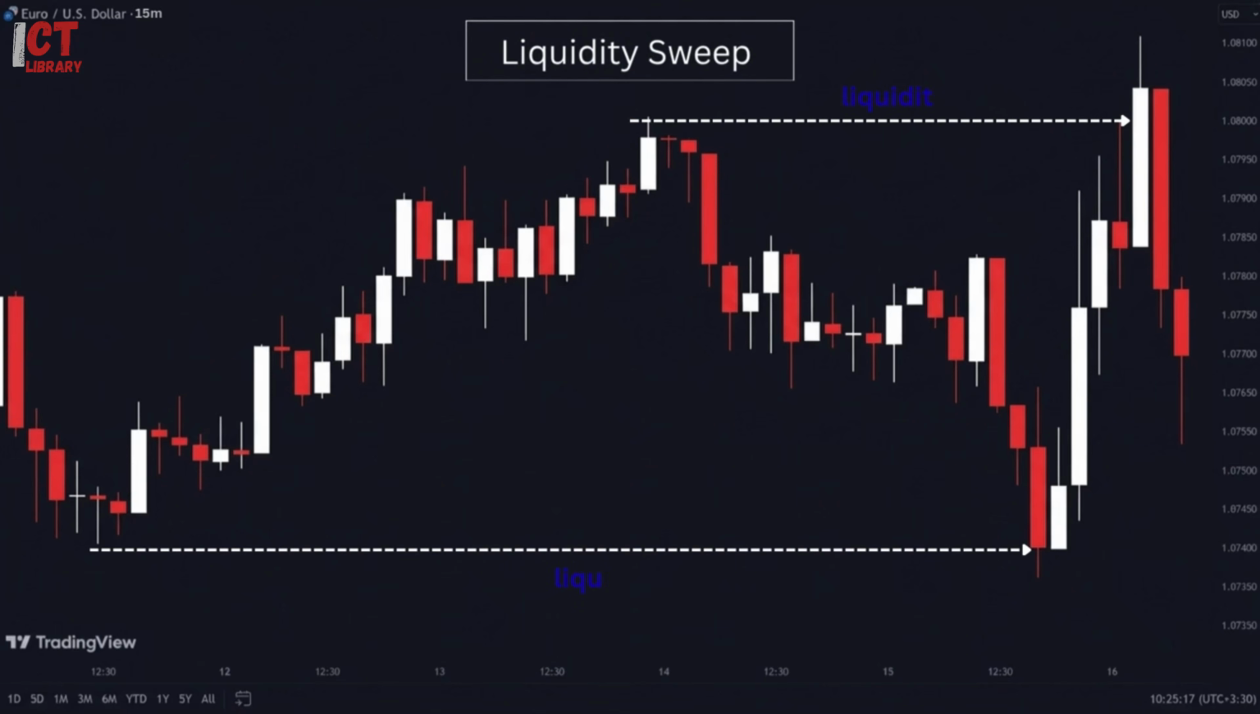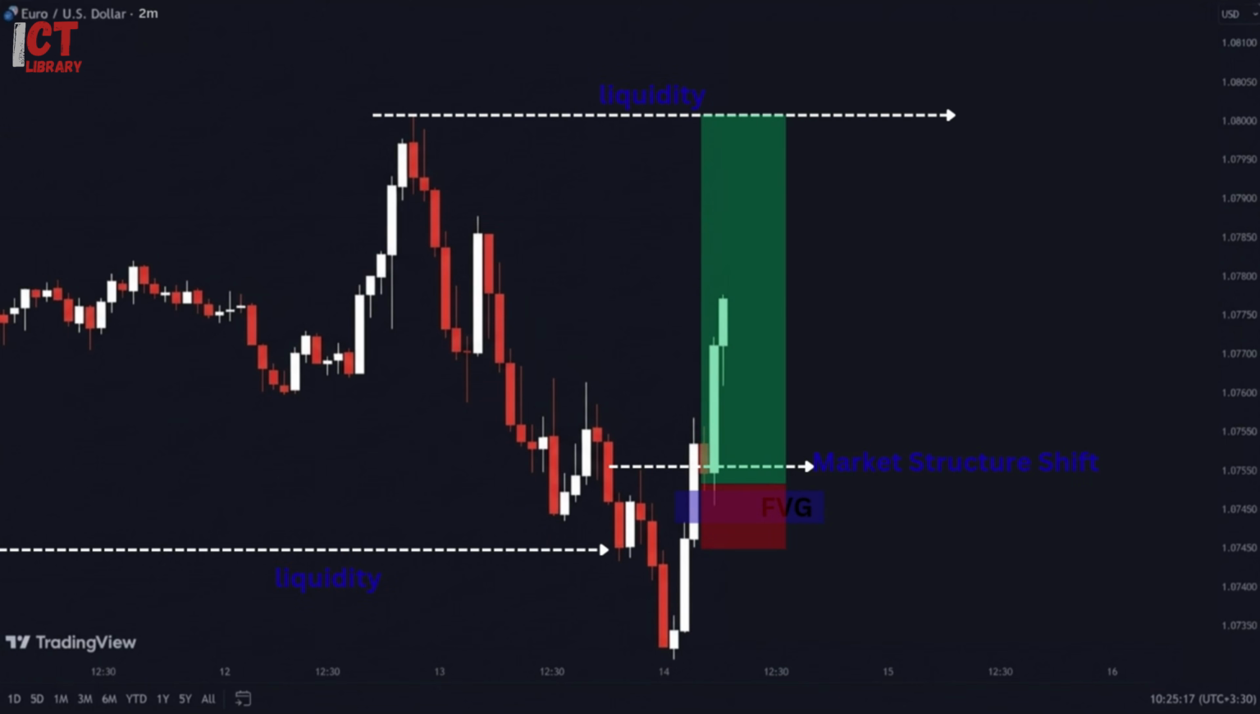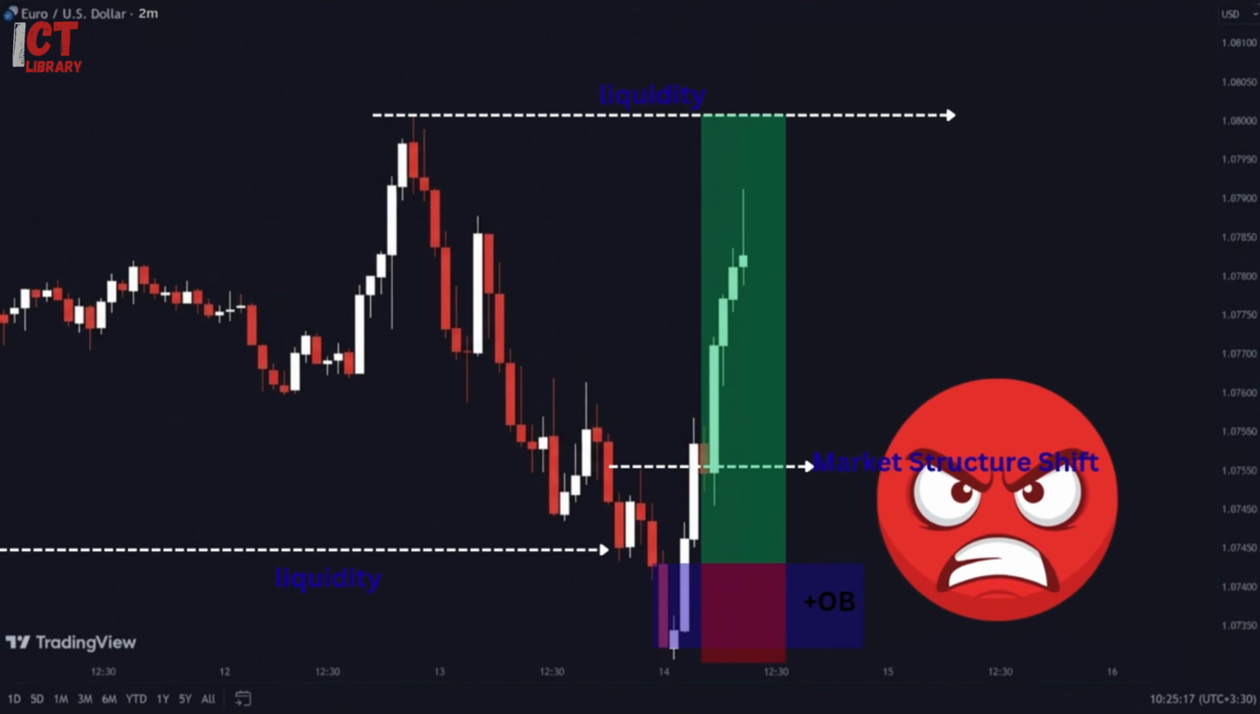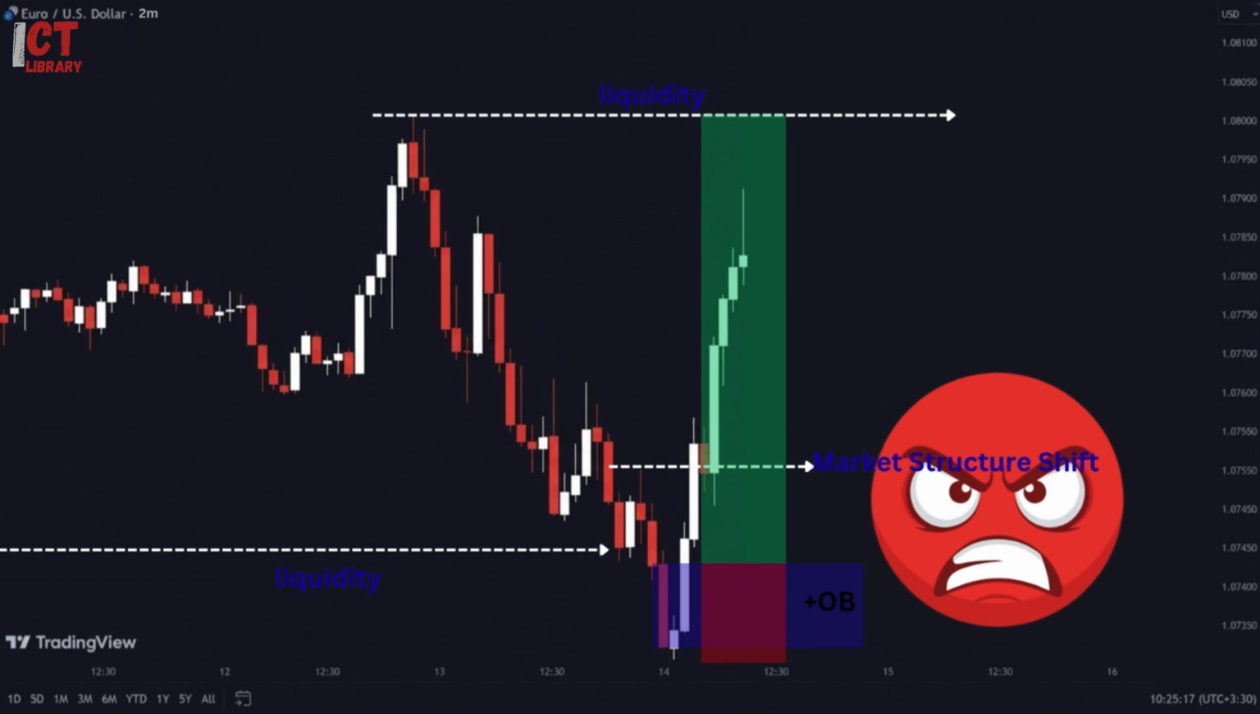Look at this chart for a moment. Price sweeps liquidity, shifts market structure, and then delivers a precise move that repeats every single day. Yet most traders stare at the same chart and see nothing but noise. They mark random candles as order blocks, chase entries, and miss the real execution model that algorithms follow.